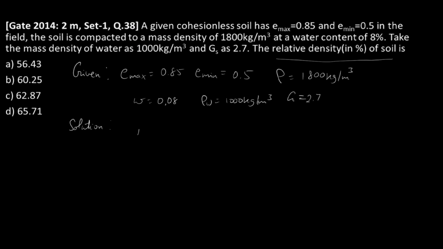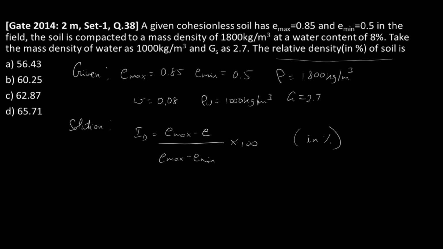First of all, relative density. The formula for relative density is equal to E max minus E, which is natural void ratio, divided by E max minus E minimum, into 100, which is expressed in percentage. So we have E max and E minimum, but we don't have E. So to find out, we will be solving some more steps.